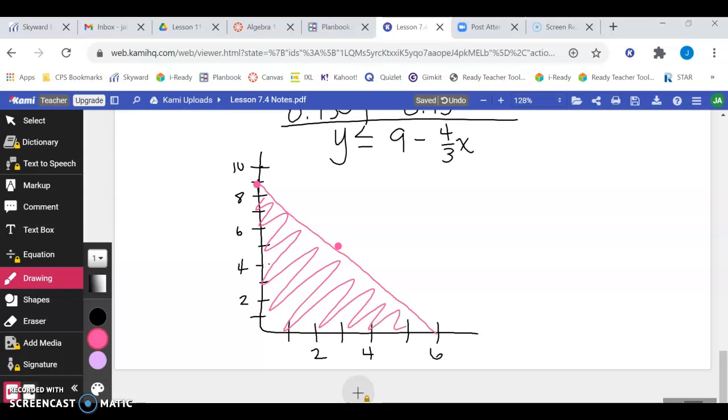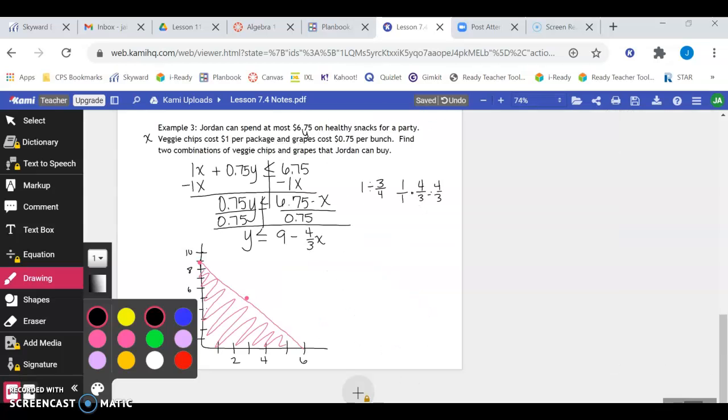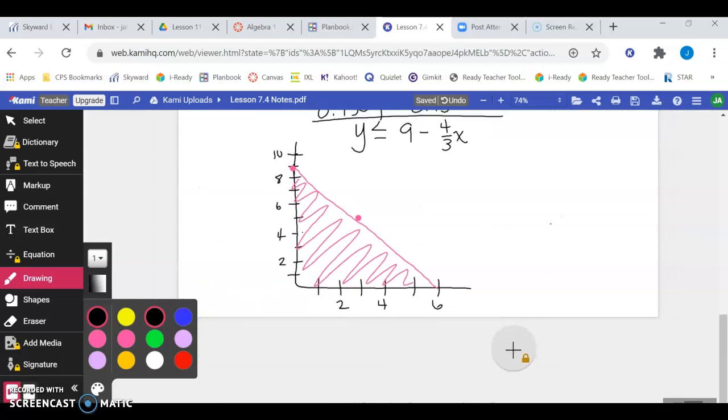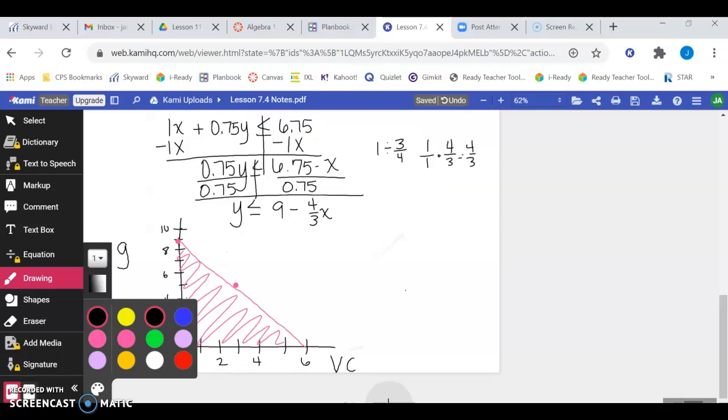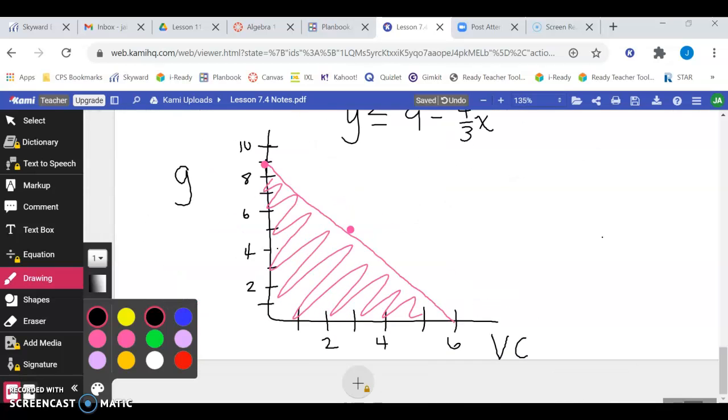And remember, we're not including all of the other quadrants because we can't possibly buy negative bunches of grapes or negative veggie chips. So then it says to give 2 combinations of what he can buy. And remember, our X was veggie chips and our Y is grapes. So we have to pick 2 ordered pairs that fall into that shaded region.